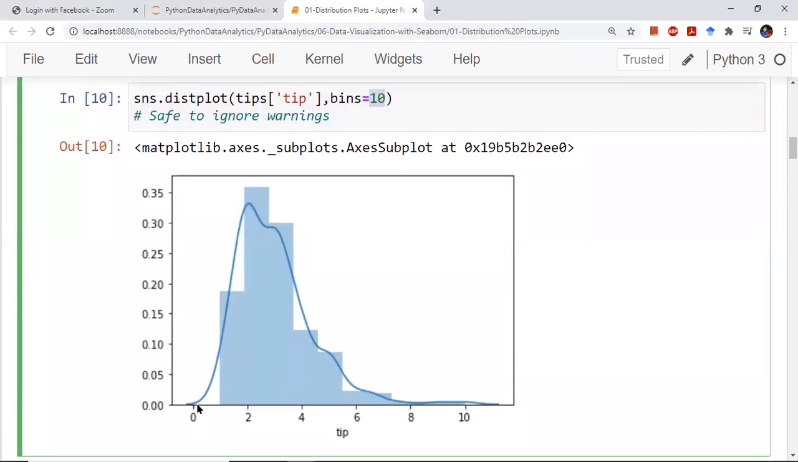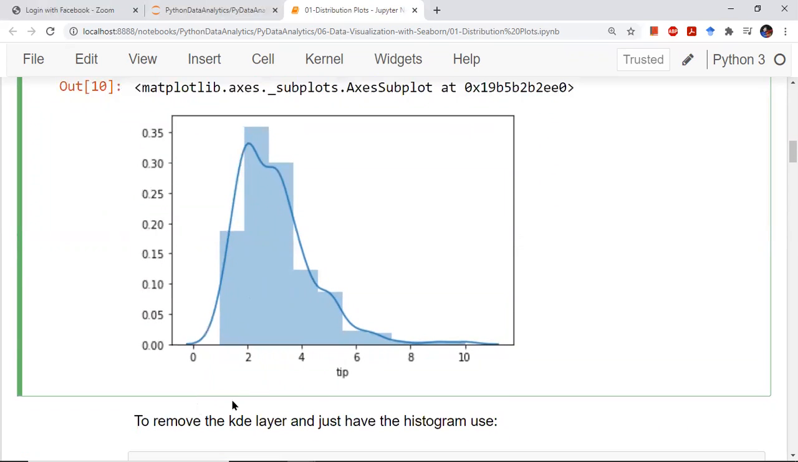This is a plot which shows how your tips are distributed. As you can see, most of the tips are falling between $2 and $4. The restaurant received a lot more tips between $2 and $4 than between $8 and $10, where we see a very small or negligible graph.